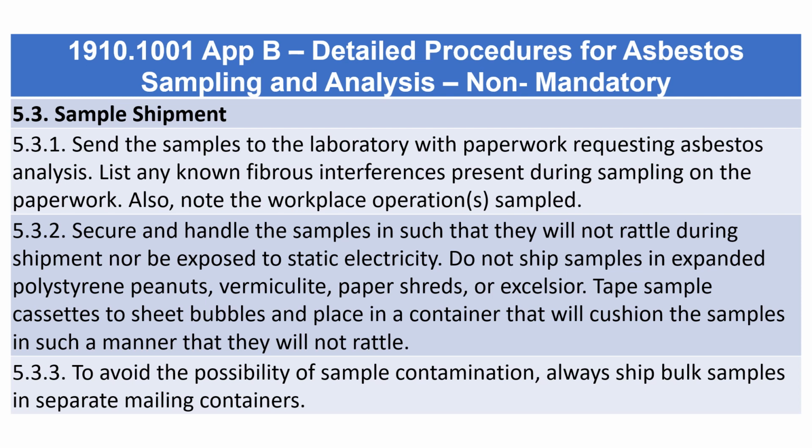5.3.2. Secure and handle the samples such that they will not rattle during shipment nor be exposed to static electricity. Do not ship samples in expanded polystyrene peanuts, vermiculite, paper shreds, or excelsior. Tape sample cassettes to bubble sheets and place in a container that will cushion the samples in such a manner that they will not rattle.